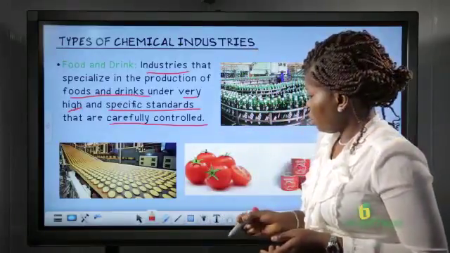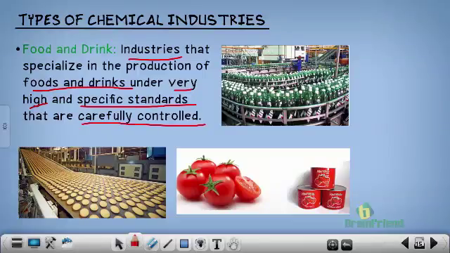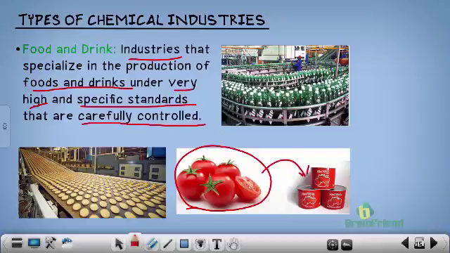For example, we have a fresh item here known as our fresh tomato. This tomato in its form can only last a few days before it goes bad. Therefore, it's not always available to us because of its nature of decay. But when it undergoes a chemical process in a chemical industry, such as the food and drink industry, it comes out as something like this, in tin.